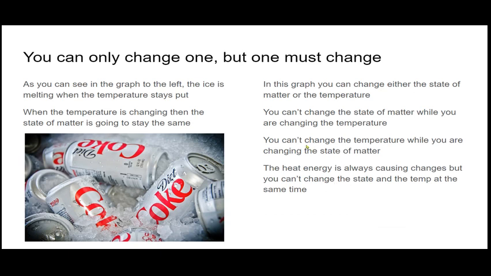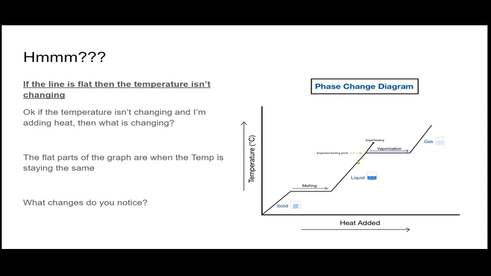So, in closing, we can't change the temperature while we're changing the state of matter. So I can't have a rise in temperature if it's melting, and I can't change the state of matter if the temperature is going up. So it works both ways.